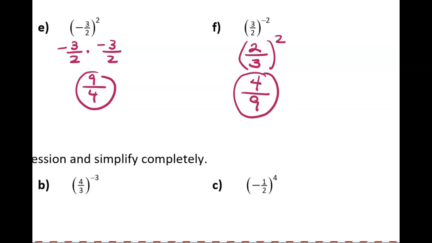This is 3/2 raised to the negative 2. Well, this is a negative exponent, so that means we're going to take our reciprocal and raise it to the positive power. So that's going to be 2/3 times 2/3, which is 4/9.